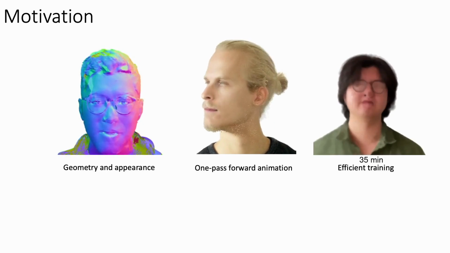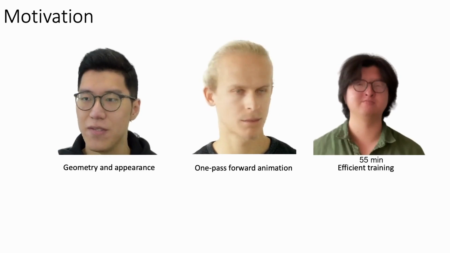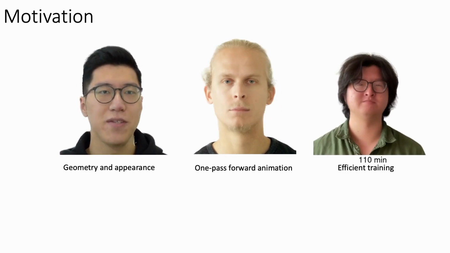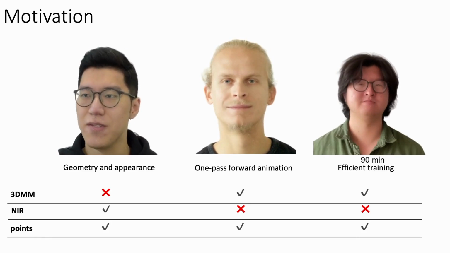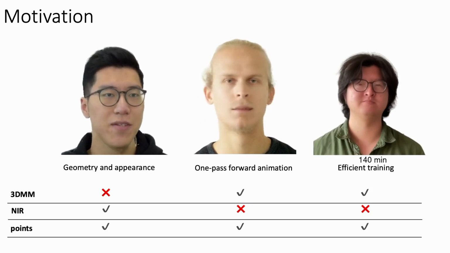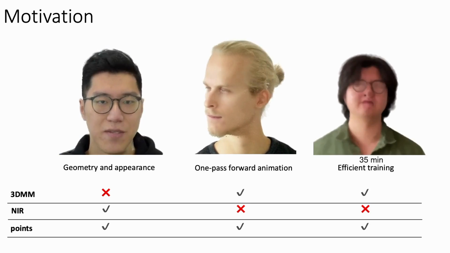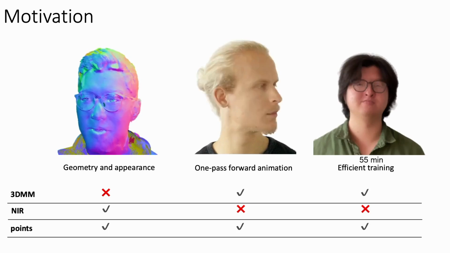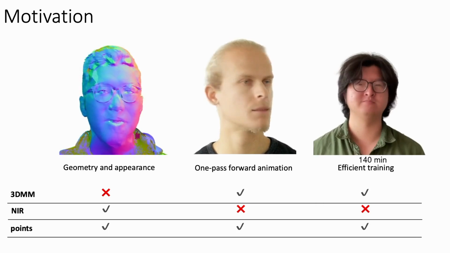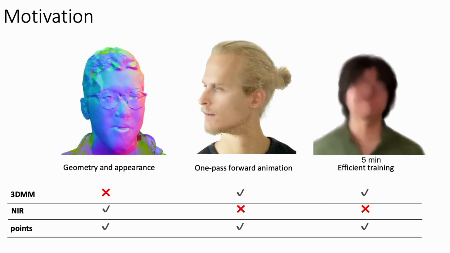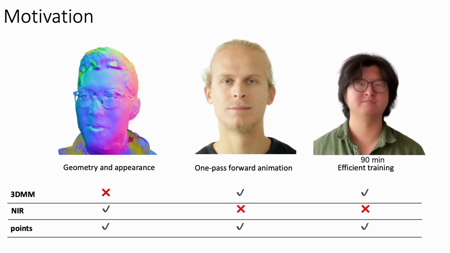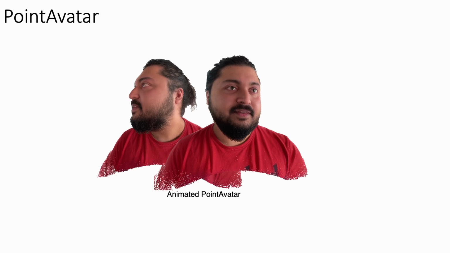PointAvatar achieves all these goals, but why can we do it? Well, the advantage of our method can be largely attributed to the novel point-based representation. Previous methods for building digital head avatars either leverage 3D morphable meshes or exploit neural implicit representations. Compared to 3DMMs, points are more flexible and can faithfully reconstruct eyeglasses and complex hairstyles. Compared to neural implicit representations, points are explicit and therefore benefit from straightforward deformation and efficient rasterization.